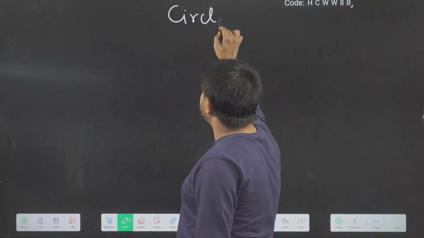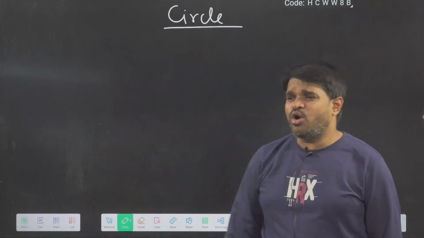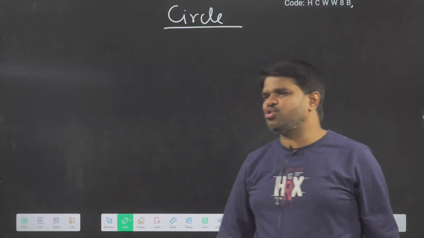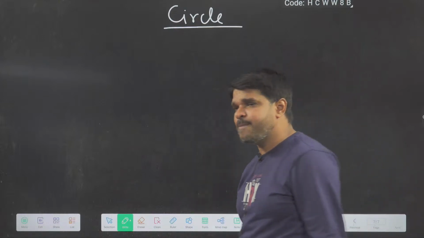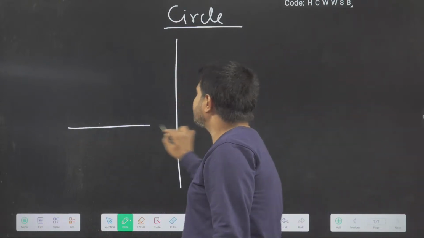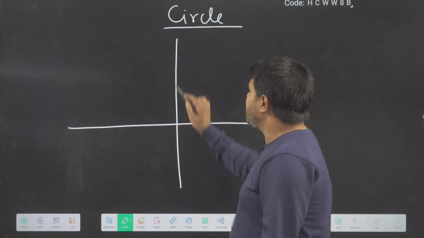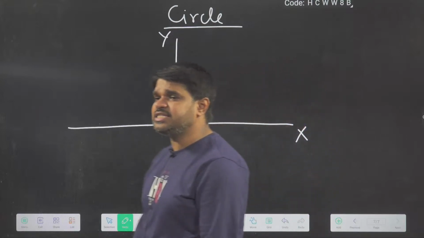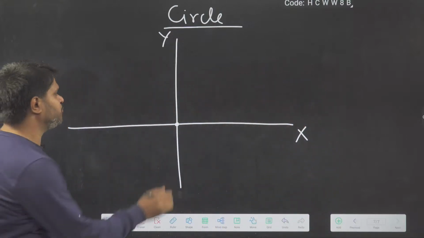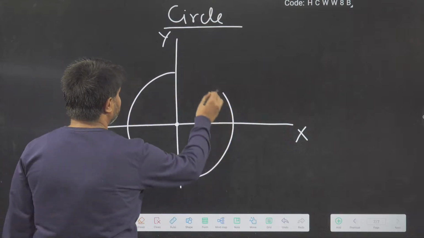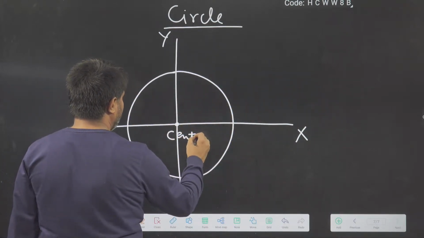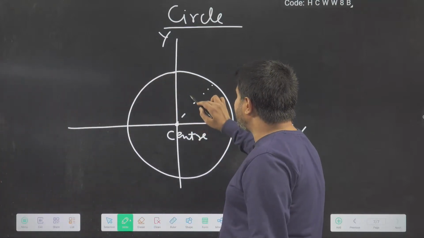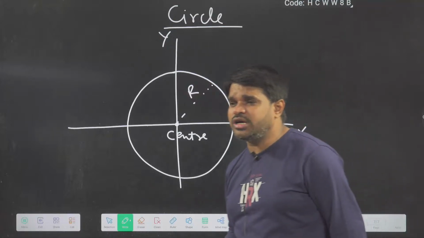Circle. Now, the circle is not going to be very useful for us in terms of equations, but still we should know a few basic things regarding circles. See, x-axis, y-axis. We have a circle whose center is at the origin. Now if the radius of the circle is r, what is the radius?